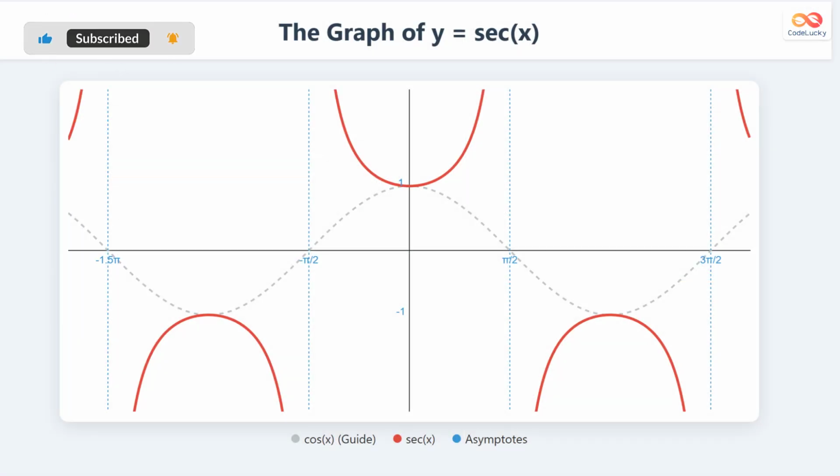When we graph the function y equals secant x, we get this unique shape. The gray dotted line represents the cosine wave. Notice that wherever cosine is 1, secant is also 1. Wherever cosine approaches 0, the secant shoots up to positive infinity or down to negative infinity. This creates these U-shaped curves that alternate opening upwards and downwards, separated by vertical asymptotes.